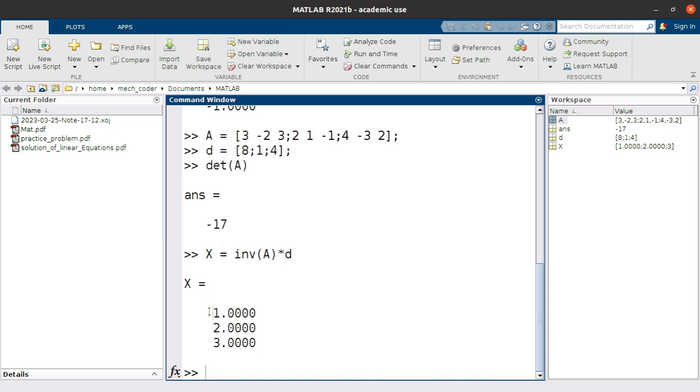is created which contains the values 1, 2 and 3, and these values correspond to the variables x, y and z respectively, because the first row corresponds to x, the second row corresponds to y and the third row corresponds to z. So these are the answers.